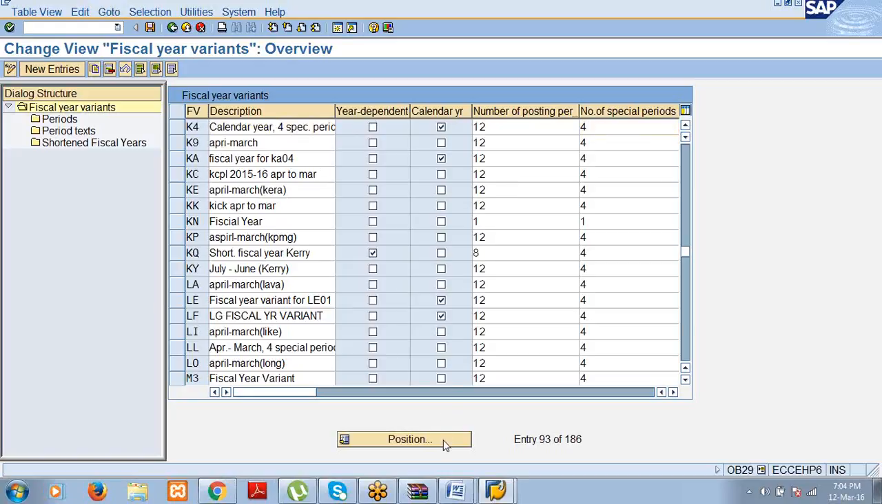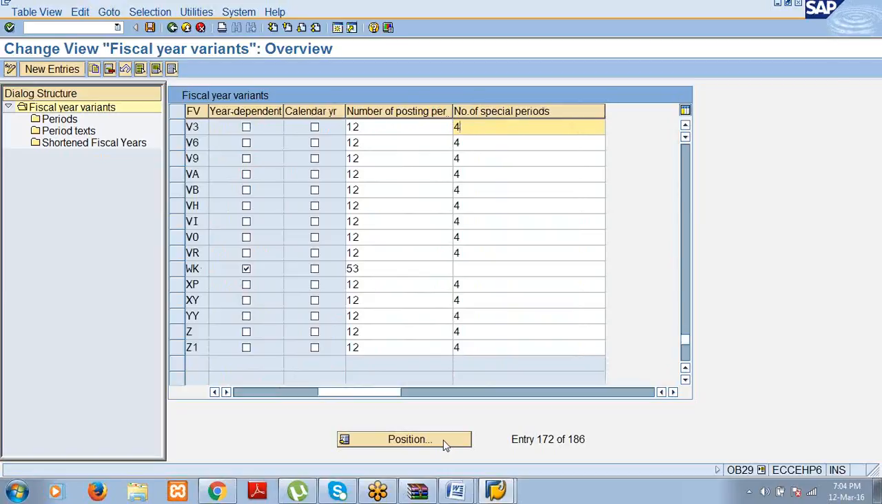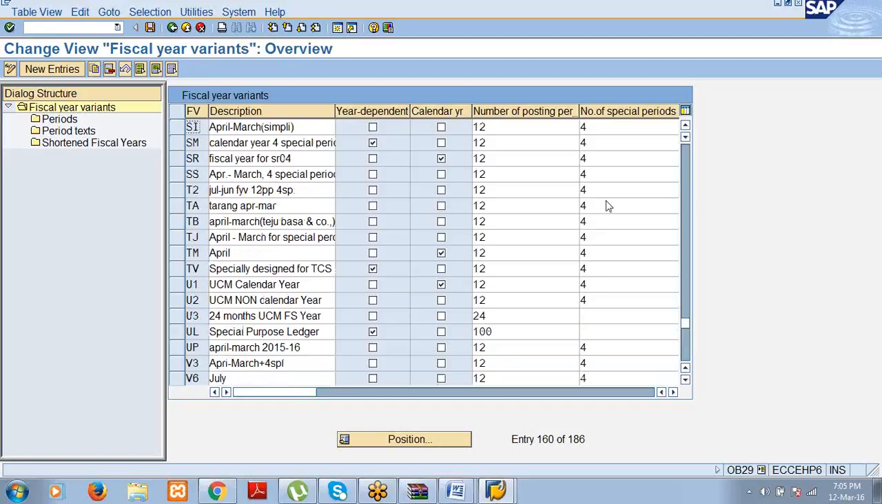Suppose you are doing the practice with an Indian company code. We have to use April to March and 4 special periods. In that case, V3 is there. V3, April to March for 4 special. Number of periods 12, number of special periods 4. Suppose you want to use July to June, V6 is there. If you want to use October to September, V9 is there. Like that, all the fiscal year variants, according to the requirements of all the countries, have been defined in the system. So you need not do anything in this particular step.